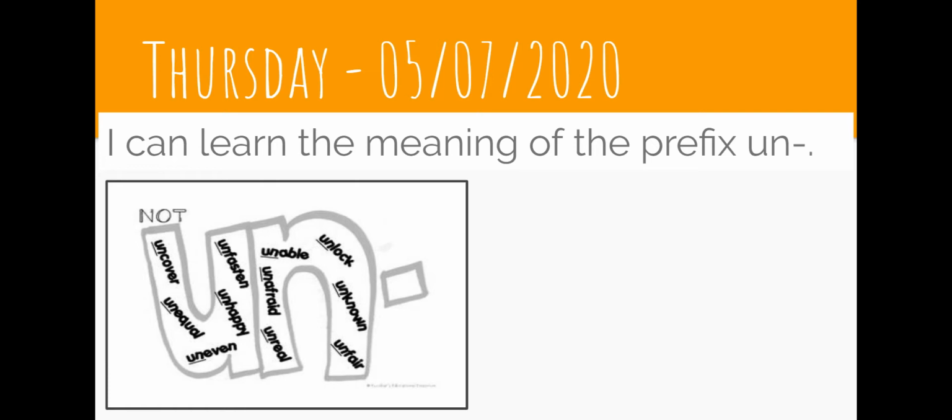Our objective today is I can learn the meaning of the prefix un. Un, Kipsters, is similar to dis. The meaning of the prefix un is not or opposite of. Kipsters, yesterday we began to analyze words and think about the prefix, which is a word part that comes at the beginning of a word.